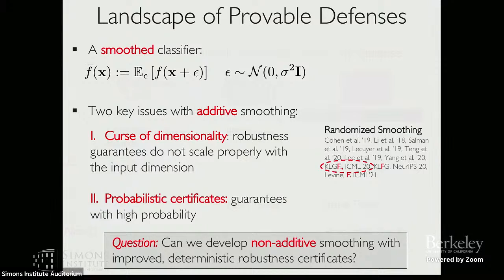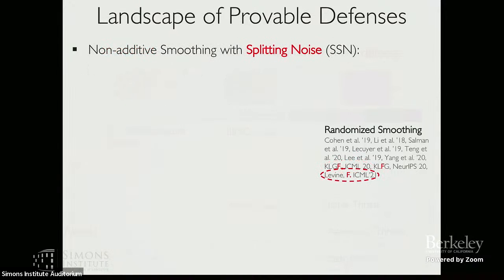So we ask, because of the additivity nature of smoothing, can we come up with some non-additive smoothing distributions in order to improve the certificates in some of these aspects? And that's basically the focus of our other ICML paper with my student, Alex Levin. Here we introduce a method called non-additive smoothing with splitting noise, in short SSN, that will basically lead to some improved properties of the robustness.